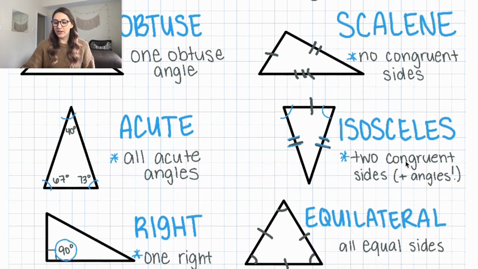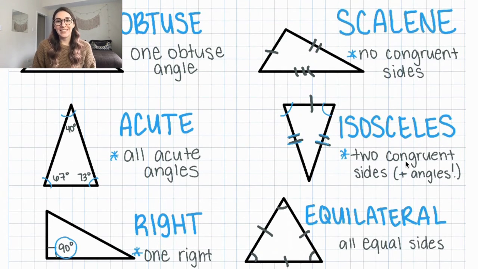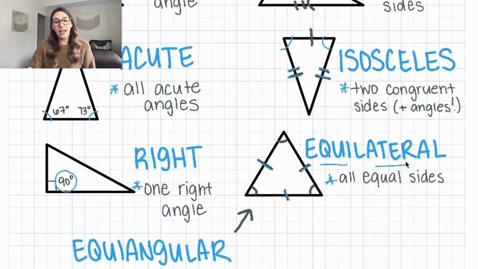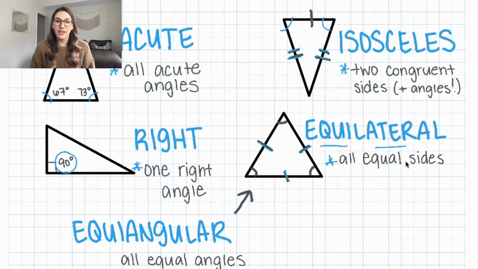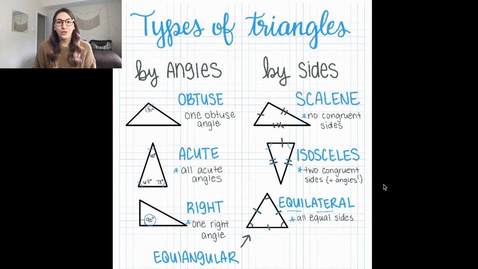And the final way to classify a triangle by its sides is an equilateral triangle, which is exactly what it sounds like. Equal sides, so all equal sides. So in that bottom example, all three of those sides are equal to each other, making it equilateral, which also actually makes it equiangular. So all three of those angles are also the same. So that is how we classify triangles, by angles and by sides.